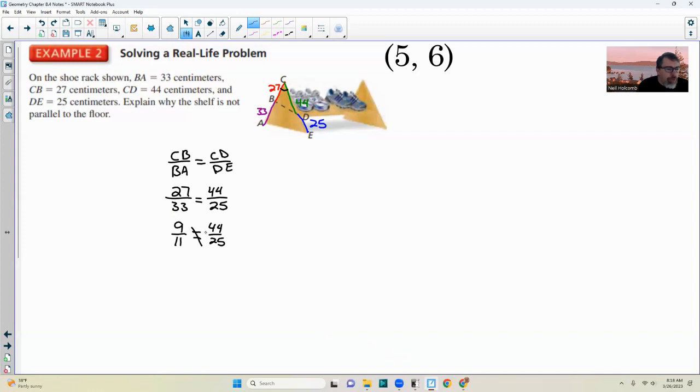So therefore, there is no proportional relationship, and therefore BD is not parallel to DE. Okay, so that is why the shelf is not parallel to the floor. The side lengths are not proportional.